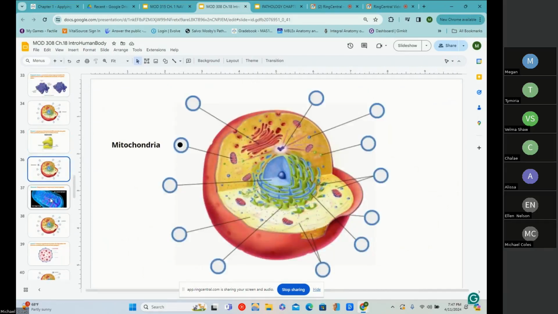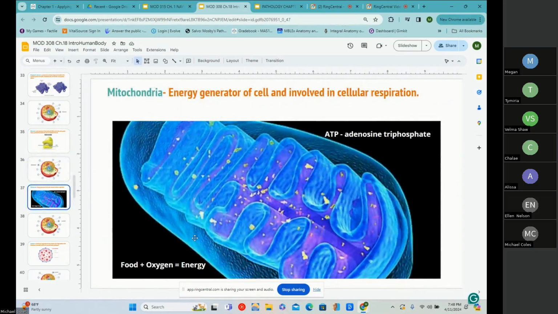We got mitochondria. This is our energy source, so our generators of the body. These use ATP. So this is the actual energy source of our body. Our body uses food, oxygen, and there's different processes. The Krebs system and all that stuff breaks down fat, breaks down sugars, and actually makes energy for our body to use, for the cell to do its job.